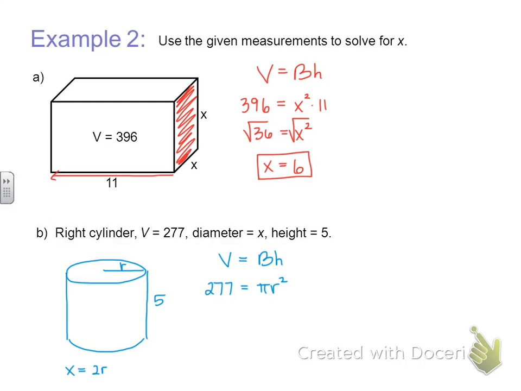Okay, and then that's times the height, which is 5. All right, so how do you guys want to solve this? We need to solve for r, right? That's actually the hardest part of this problem, getting r by itself. What do you want to do?